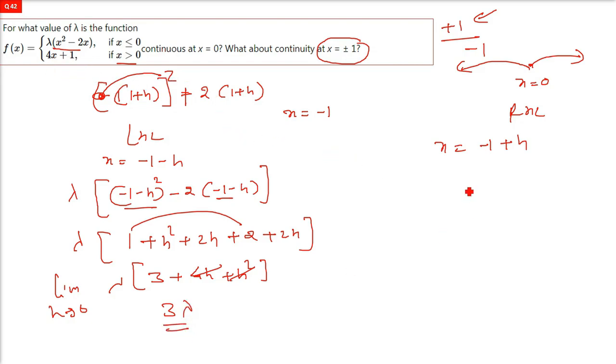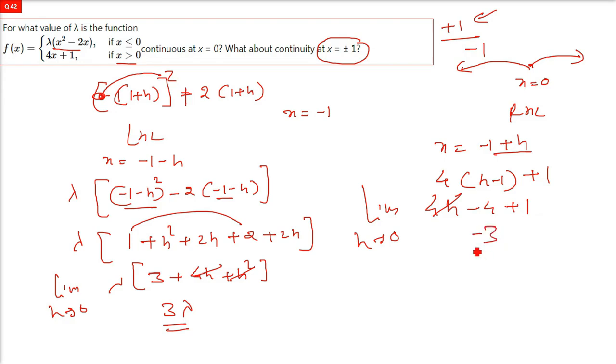Just see the right hand side. It is minus 1 plus h, so 4 into (h minus 1), I am writing 1 plus 1: 4h minus 4 plus 1. The limit h tends to 0, this is going to be 0. 1 minus 4 is negative 3. Left hand limit should be equal to right hand limit, so 3 lambda has to be equal to minus 3. So lambda will be equal to negative 1. That is the value you will get when x is equal to minus 1.